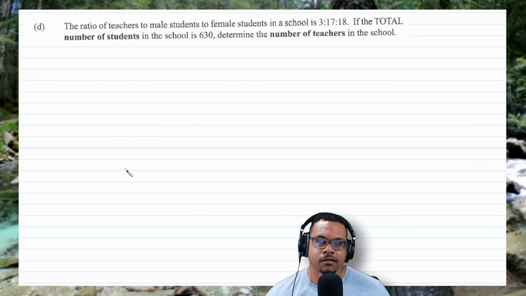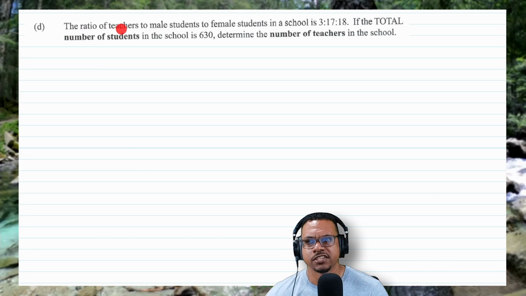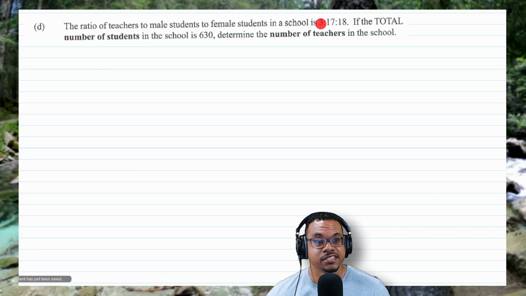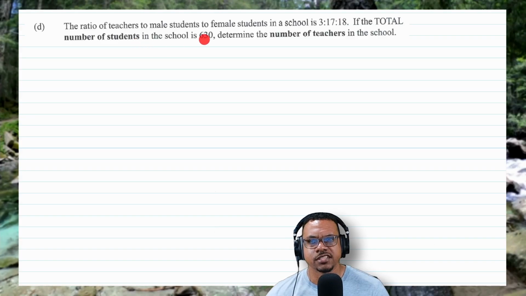All right, so for part D of this question 1, we have the ratio of teachers to male students to female students in your school is 3. So this 3 is the teachers, this 17 is the male students, and this 18 representing the female students, right? If the total number of students in the school is 630, determine the number of teachers.